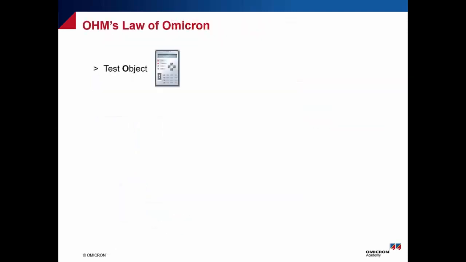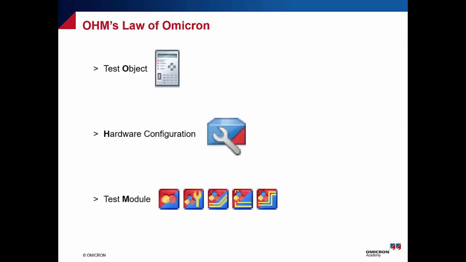Let's again confirm this information. We have to start with the test object, which is the relay setting. Second is the hardware configuration, the configuration of the test equipment, and the last is to select the test modules which we would like to use to test our protection function.